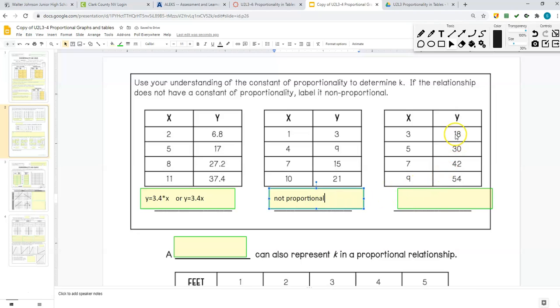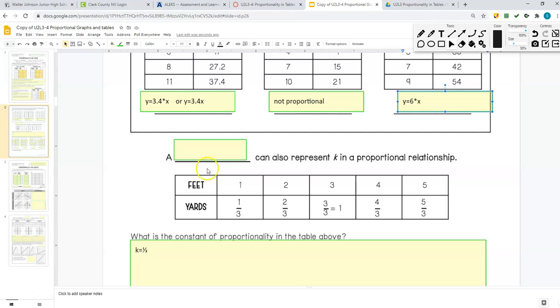Let's look at this one. We've got 18 divided by 3 is 6. 30 divided by 5 is 6. 42 divided by 7 is 6. And 54 divided by 9 is 6. So we get y equals 6 times x. So if you give me a number here, I multiply it by 6, I get this number here. Alright. So a fraction can also represent our constant of proportionality.